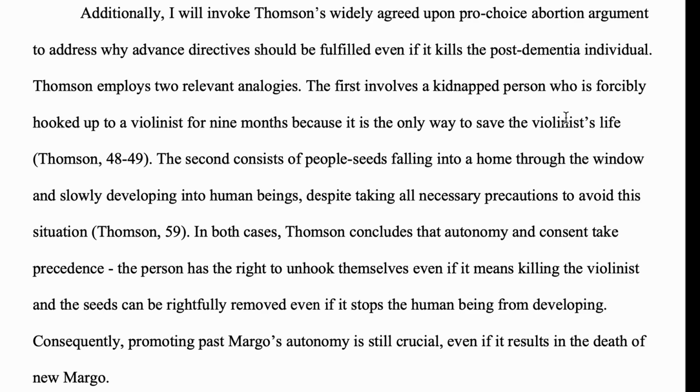The second consists of people seeds falling into a home through the window and slowly developing into human beings, despite taking all necessary precautions to avoid the situation. In both cases, Thomson concludes that autonomy and consent take precedence. The person has the right to unhook themselves, even if it means killing the violinist, and the seeds can be rightfully removed, even if it stops the human being from developing. Consequently, promoting past Margot's autonomy is still crucial, even if it results in the death of new Margot.